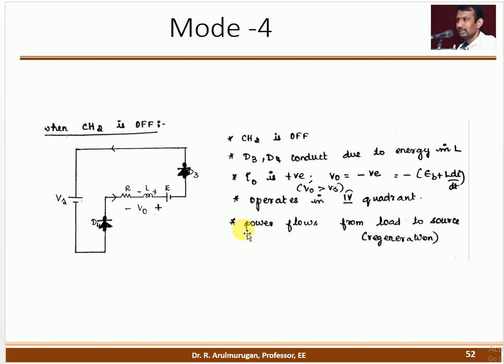Mode 2 and mode 4 are the regeneration or inversions, or you can say regenerative braking. It is applicable when the system moves from the top of the hills to the bottom of the hills. So that's all. Thank you.